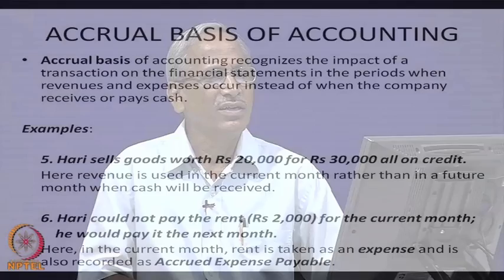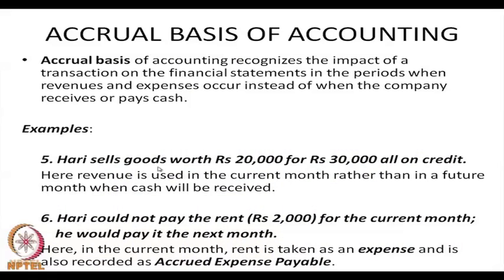So, what we did, this is the reverse example: Hari sells goods worth rupees 30,000, all on credit. Now, here revenue is used in the current month rather than in a future month when cash will be received. He did not receive cash. So, he will get this amount of money later, at a later date, but his inventory position comes down.